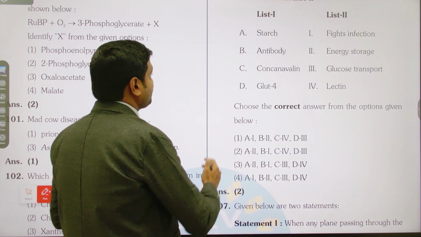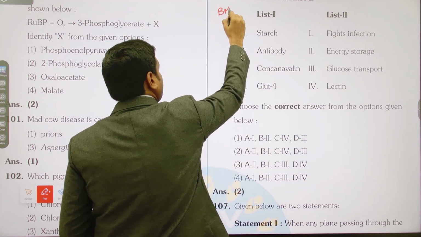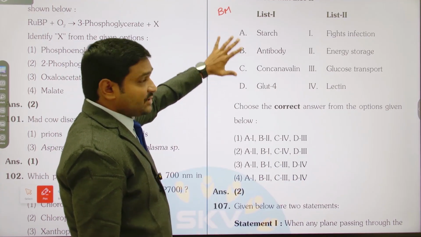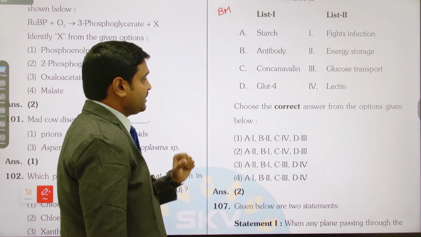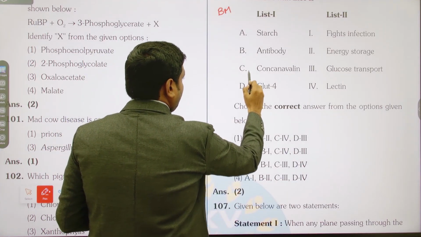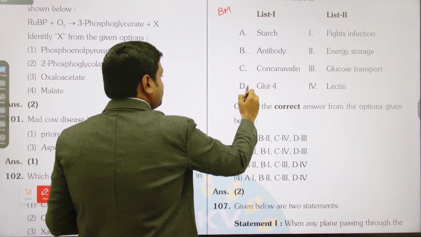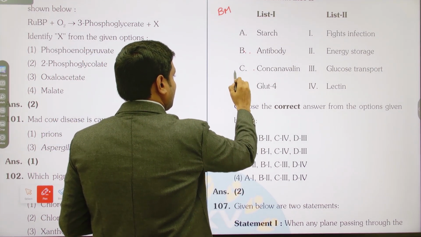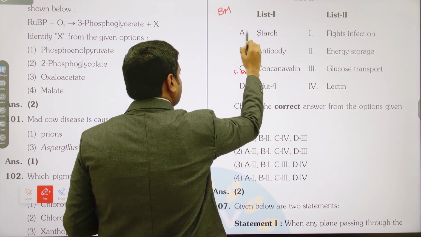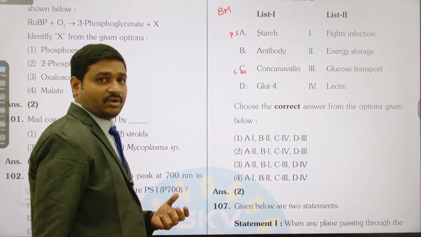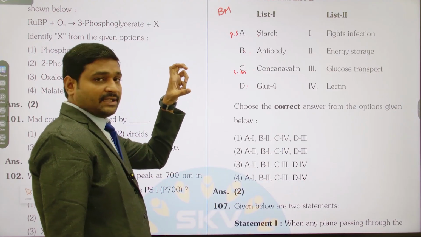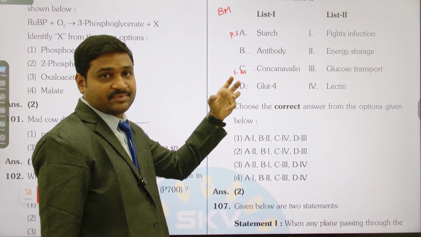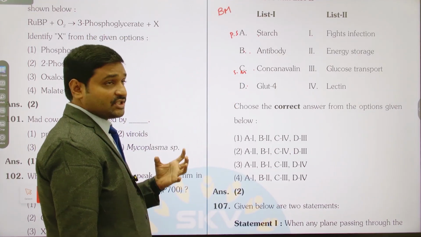Then 106. This is actually from the biomolecules. It is matching of list 1 and list 2. If you closely observe here, GLUT4 and antibody are from one option. That means they are proteins. Concanavalin is from secondary metabolites, and starch is from polysaccharides. So the question has cleverly given the 4 different options in list 1 from 4 different concepts. So let us match properly.